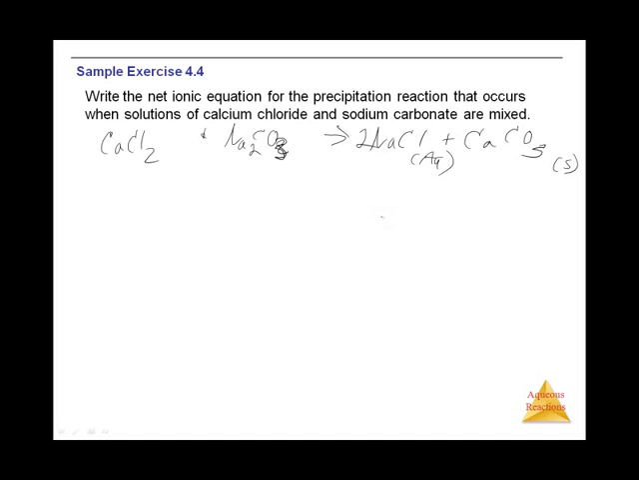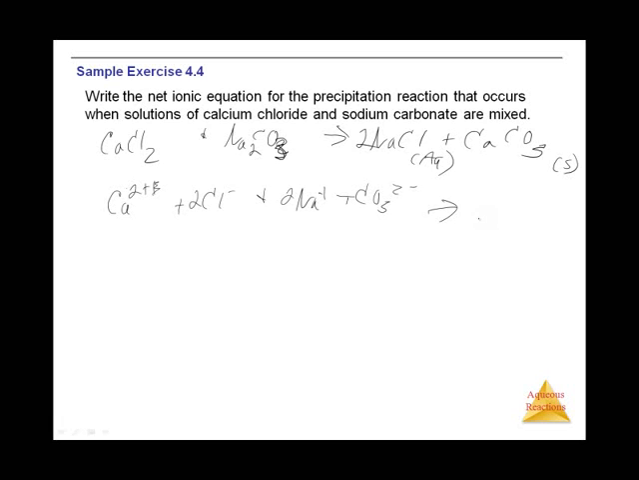Alright, so the net ionic equation will be Ca. Let me see, is everything balanced? Okay, Ca2+ plus 2Cl- plus 2Na+ plus CO3 2- gives me 2Na+ plus 2Cl- plus calcium carbonate solid.